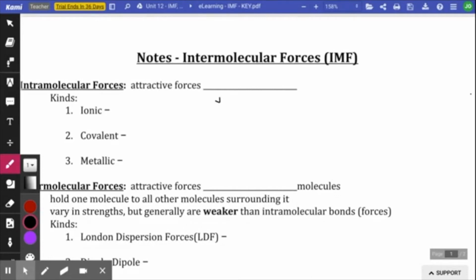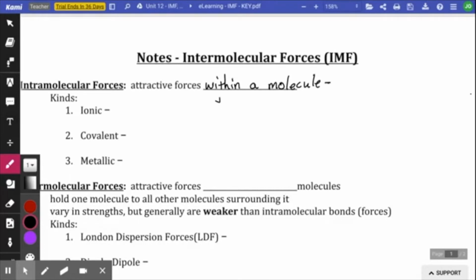Today's lesson is on intermolecular forces, and a lot of times we'll just call those IMFs. In the past, we've talked about intramolecular forces. Those are the attractive forces that are within a molecule. So that's basically what's holding a carbon dioxide together. That's what we've got right here, attractive forces within a molecule.